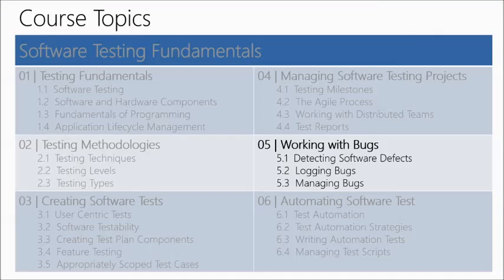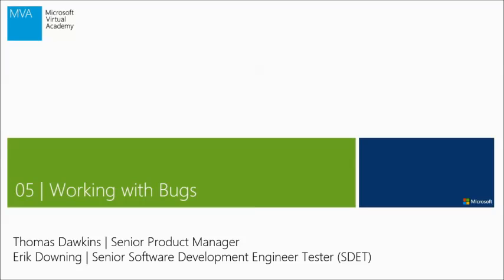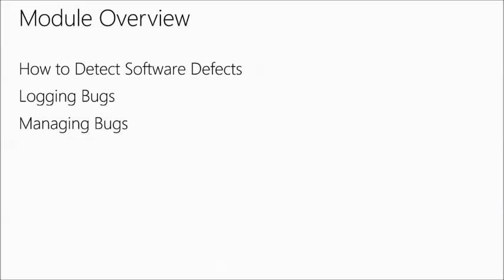So in our software testing fundamentals course, this is module 5, working with bugs. Inside this module, we'll talk about detecting software defects, also logging bugs and managing bugs. So this is going to be a buggy module. So let's move forward with the module itself.